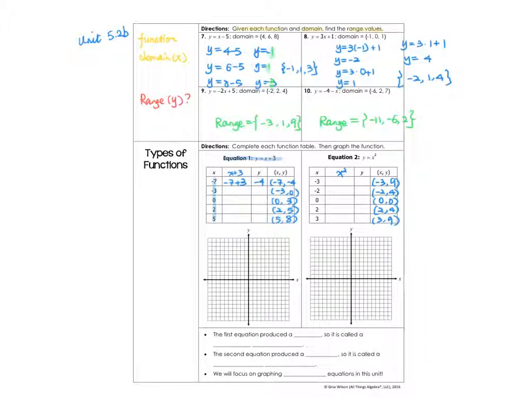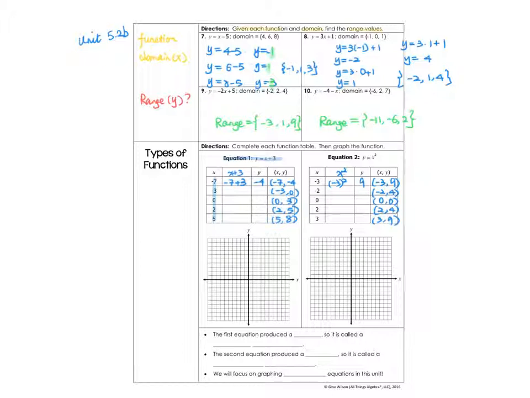So whenever there's x, -3 squared, that means -3 times -3. That's how I end up with 9. And just make sure that -3 squared is different from -3 times 2. Squared means you multiply the base twice by itself, okay?